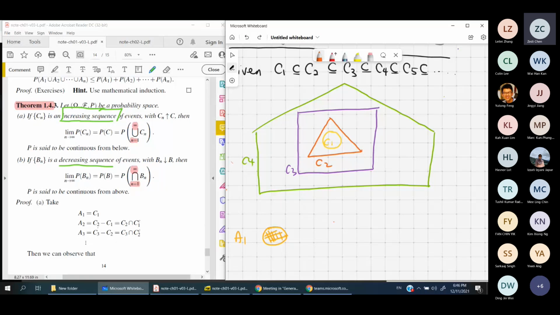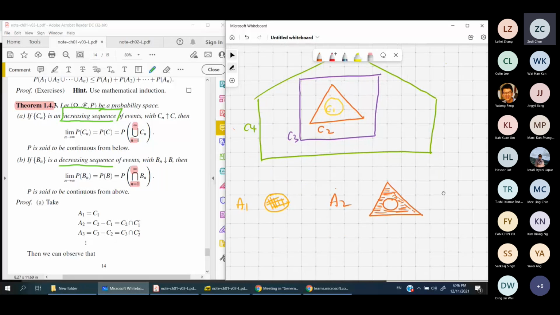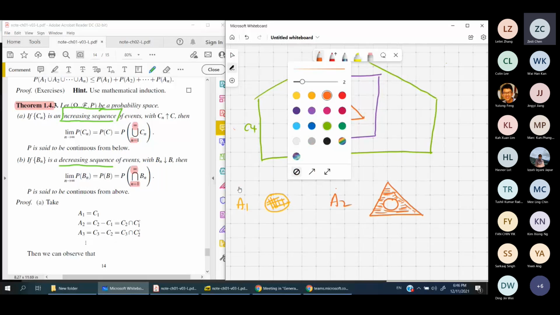So you look at it, which means your A2 will be the triangle, but excluding the one in the center. Am I right? Now you look at here, I think it's clear, right? This is actually the one inside here. So that means you can see A1 and A2 are disjoint. You can easily get that A1 and A2 are disjoint.